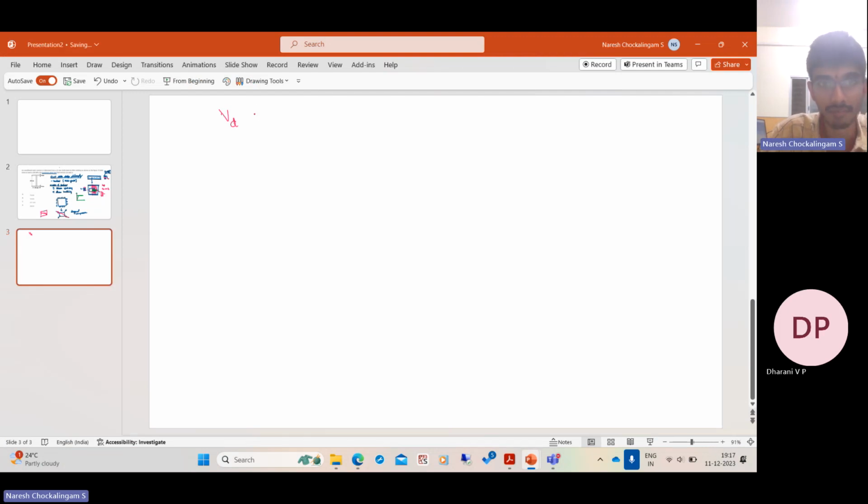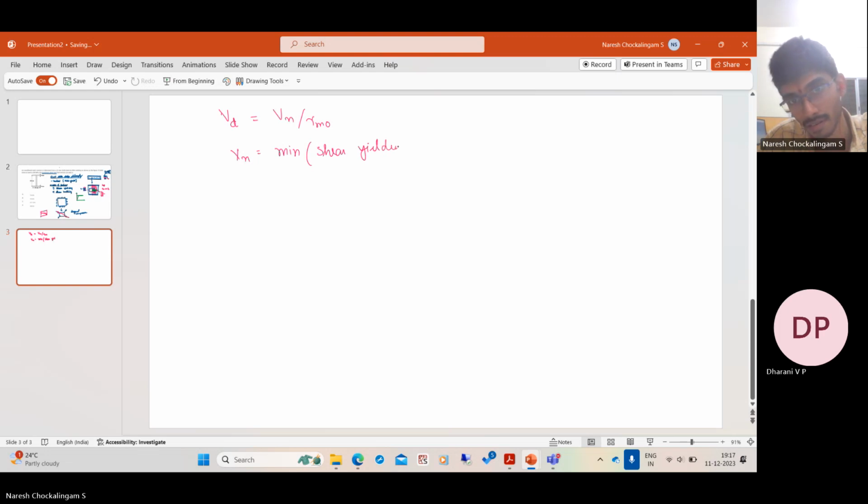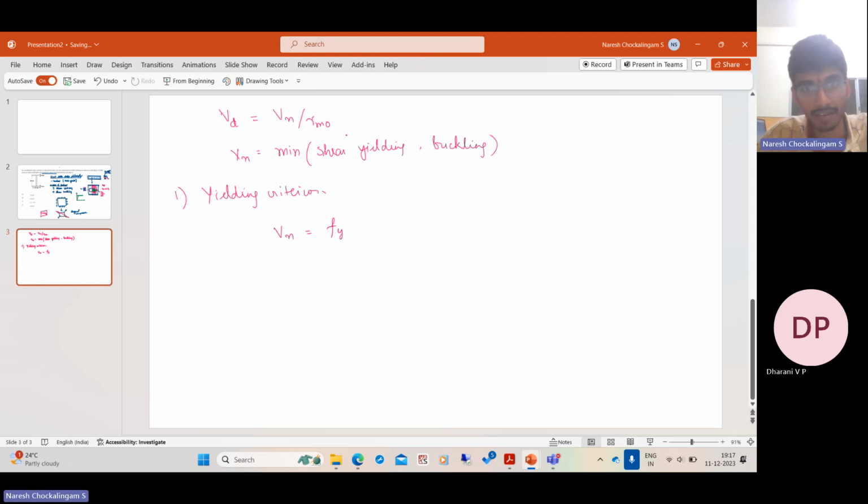The design shear strength of the web is nothing but Vn by gamma m0, where Vn is the minimum of what is governed by buckling and yielding. So it can be shear yielding or shear buckling. And if you consider the yielding criteria, what does it mean? The stress has reached the yield stress. So Vn is nothing but Fy, gamma m0 we have already taken out, so this is the yield stress into the area that is contributing.